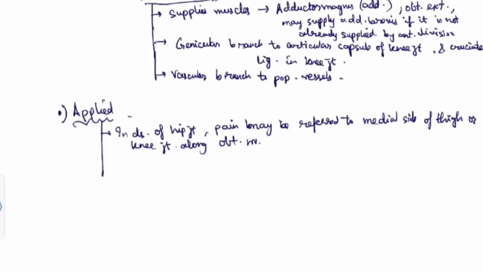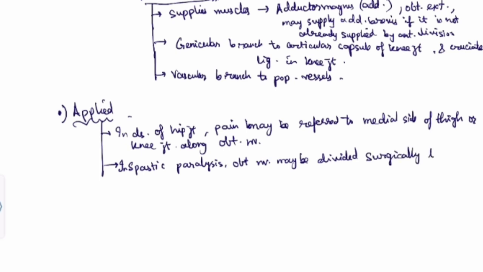If you see a patient with knee joint pain, you should always suspect there might be something wrong. And if they say the pain is coming from the medial side of the knee joint, medial side of thigh, something is fishy with the hip, maybe, because it's traveling along the obturator nerve. In spastic paralysis, obturator nerve may be divided surgically to relieve spasm of adductor muscles.